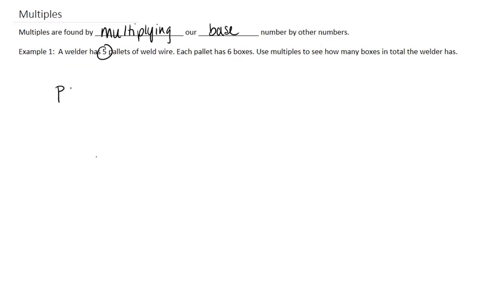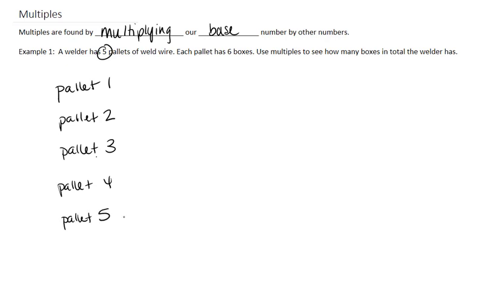So we're going to go pallet 1, pallet 2. This is when we're just going to add these together. Then we're going to have pallet 3, pallet 4, and pallet 5. Now, when we say pallet 1, if we're looking just at pallet 1 by itself, there is 1 pallet, and we're going to multiply it by 6. So now we have 6 boxes total.